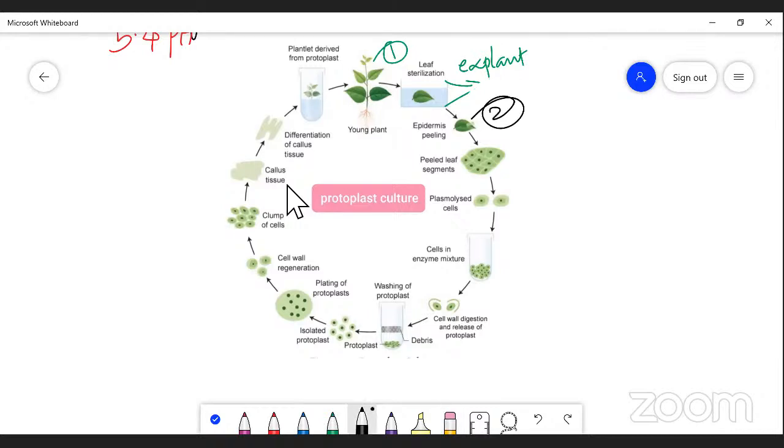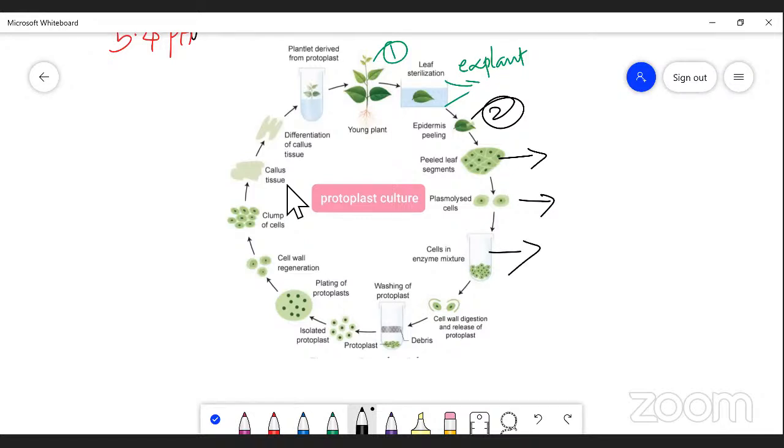The epidermis is the outermost layer of the leaf. After removal of the epidermis, we can get the peeled segments of the leafy portion. After removal of these epidermis, we can get the protoplasts, which are plasmolysed. That means the released plasmolysed cells are transferred into the enzyme mixture, as I said.